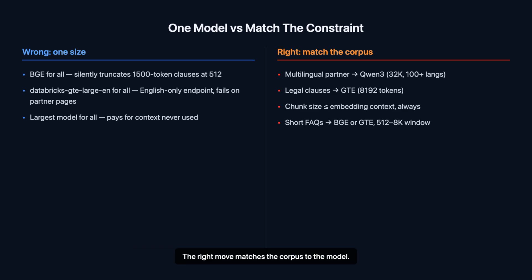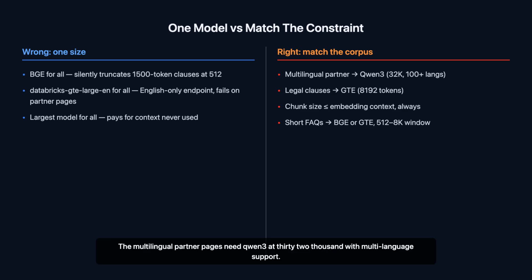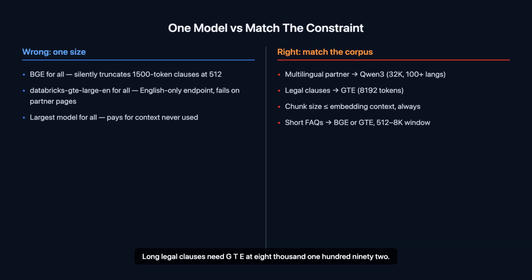The right move matches the corpus to the model. The multilingual partner pages need Qwen3 at 32,000 with multi-language support. Long legal clauses need GTE at 8,192. The non-negotiable rule: chunk size never exceeds embedding context, ever. Short FAQs run fine on BGE or GTE.